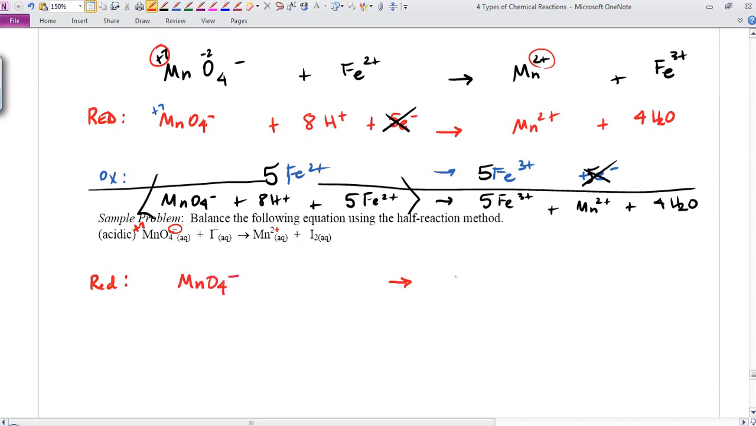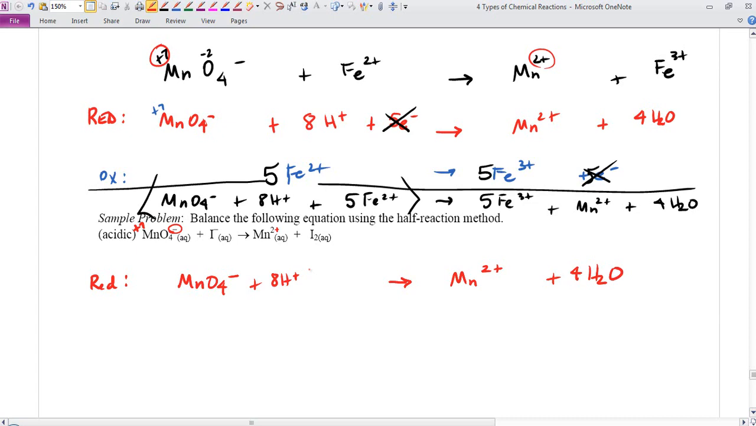MnO4- goes to Mn2+. But I've got 4 O's on the left and none on the right, and the only thing I can do about that is to add water. I can add as much water as I want, so 4 of them would get me 4 O's. That fixes the O issue. But dadgummit, you introduced 8 H's, because those are my rules. So adding the 8 H+ to the other side fixes that issue.